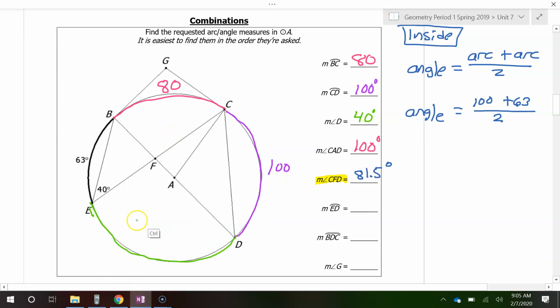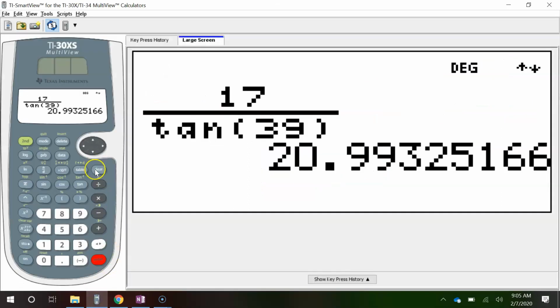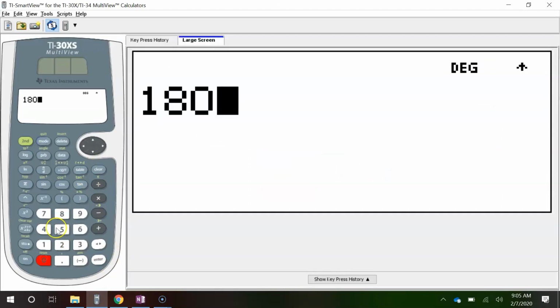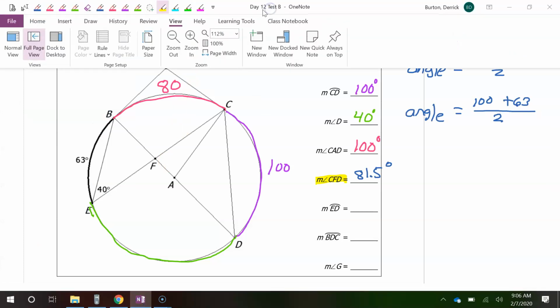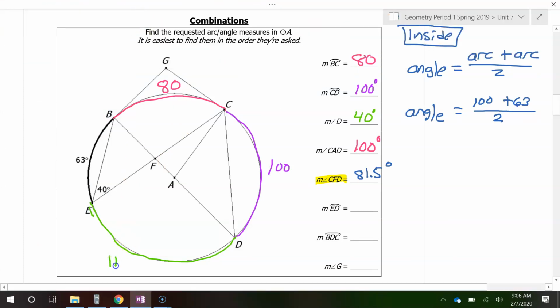So I should be able to subtract. Oh, you know what? That was dumb. So what would be quicker? I've got a diameter happening here, which means that this is a semicircle over here. So it'll be quicker just to subtract 63 from 180. Dylan, you're spacing out. Get back to work. So I'm just going to do 180 minus 63. That's the quickest. So that's 117. All right, 117.